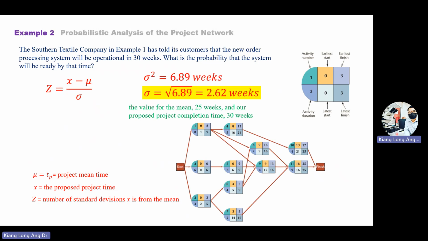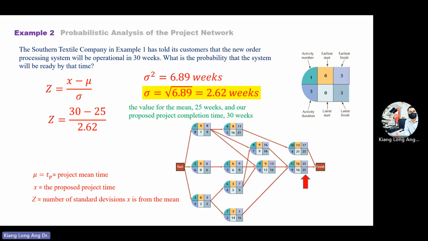Okay, so this one is just to recall what we have done just now. You'll find that our latest finish time is 25 weeks. We tell the customer 30 weeks, we need 30 weeks. So what you do, you take numbers. X is the number that you tell the customer, 30. Mu is the one that you calculate from the rubrics, from the table, from the 6-box diagram. So it's 25.